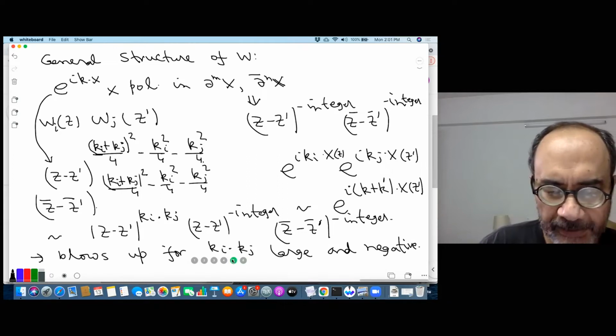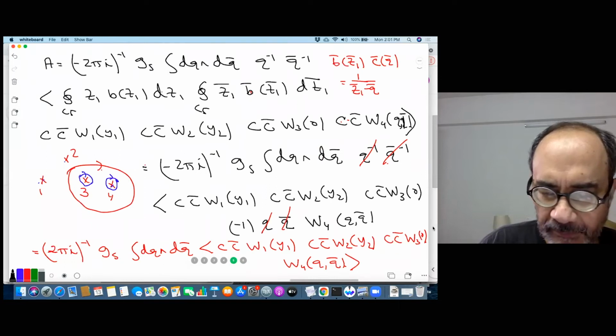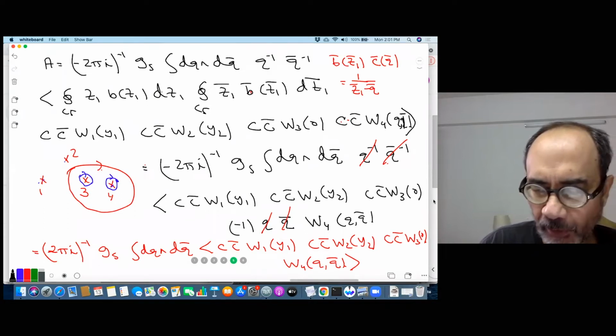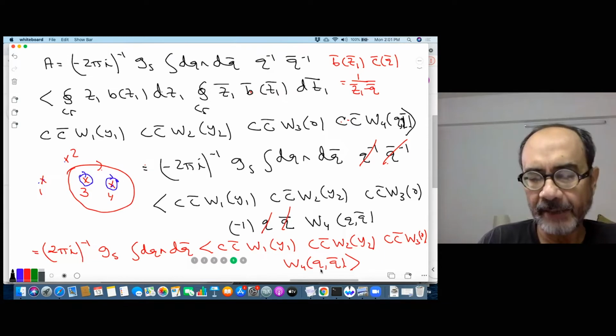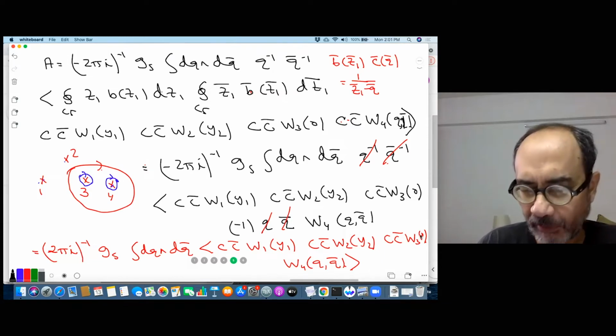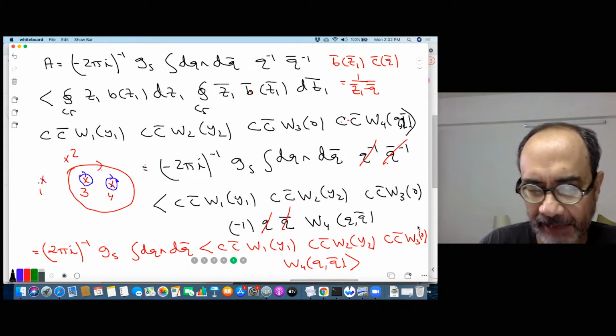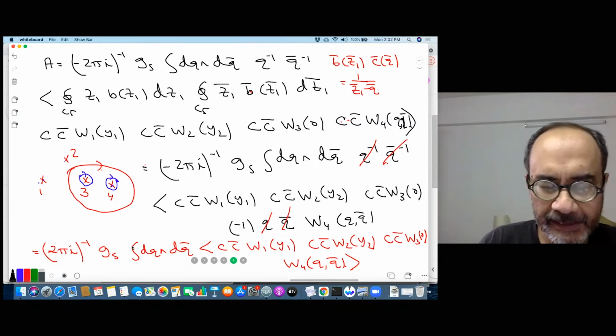Okay. So which means that this integral that you see here, for example, this one will blow up as q goes to 0 if k3 dot k4 is sufficiently negative. Okay, similarly there will be divergences here and here, but let's just focus on the q goes to 0 region now. So as these two points approach each other, 3 and 4, there is a divergence. So this integral will become divergent.